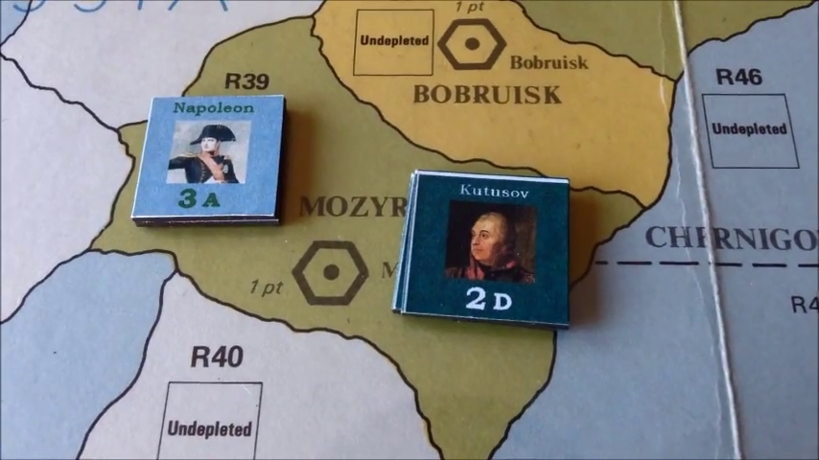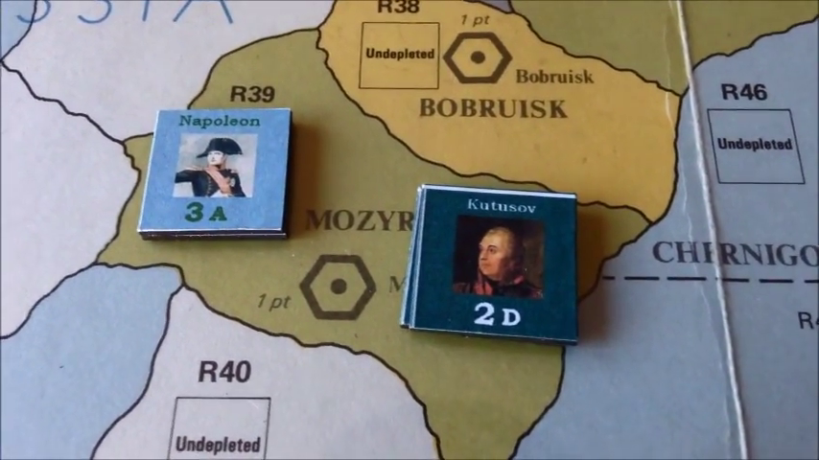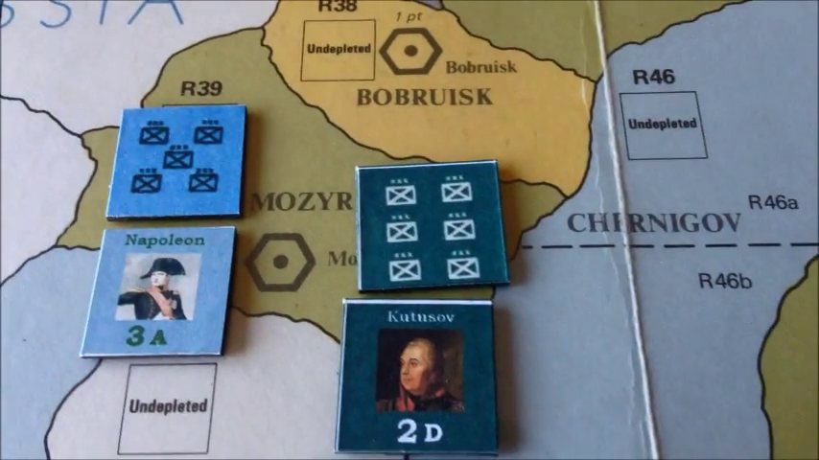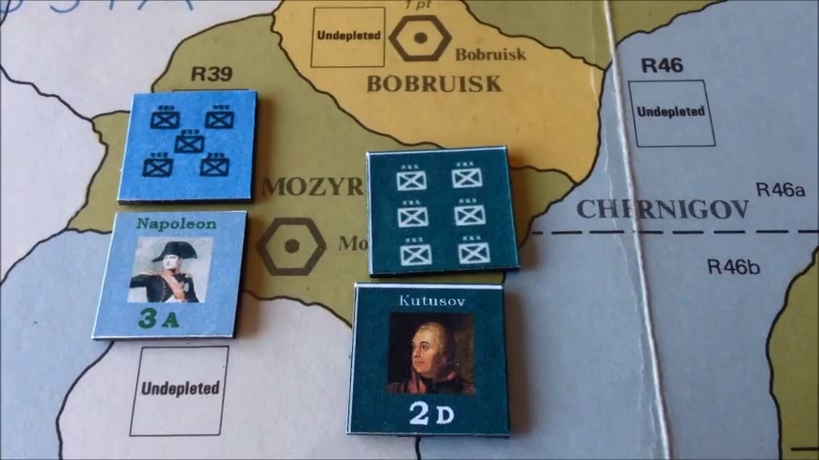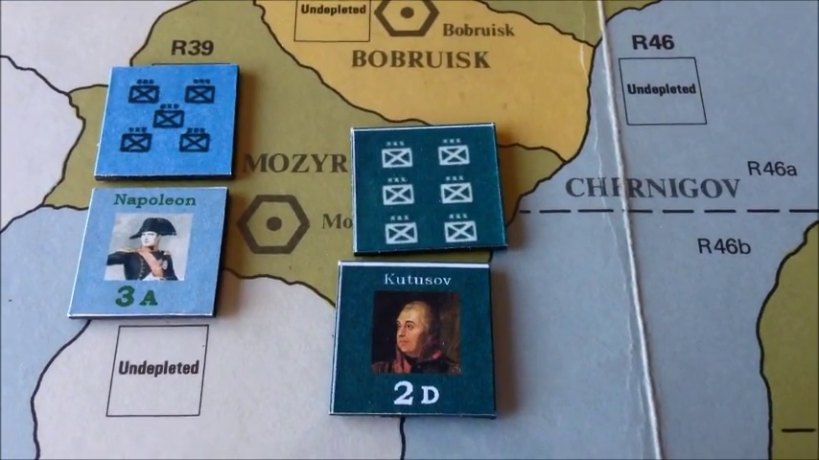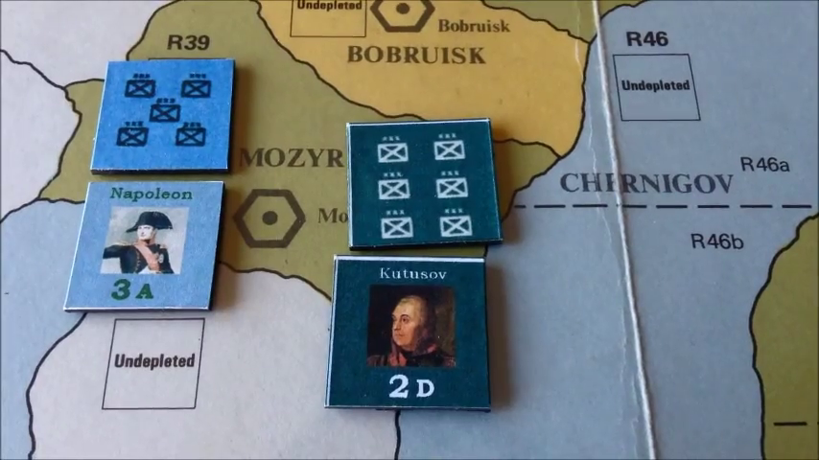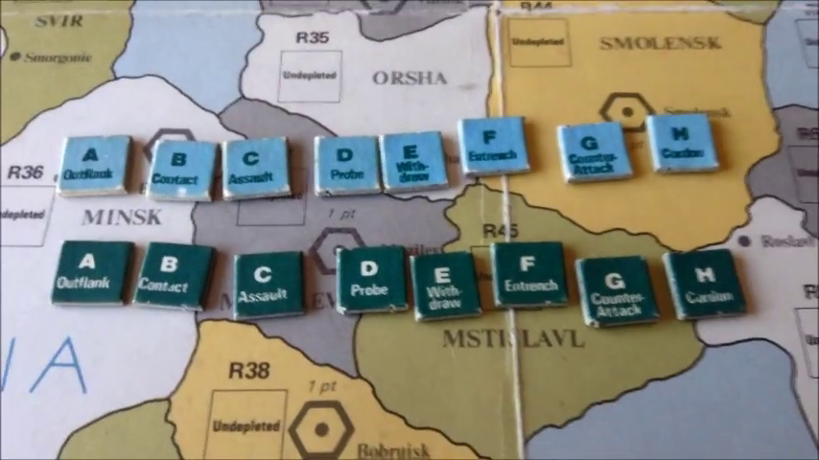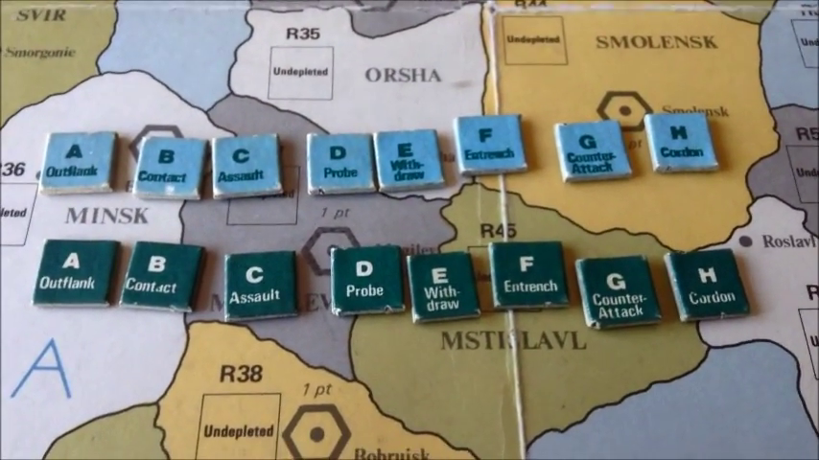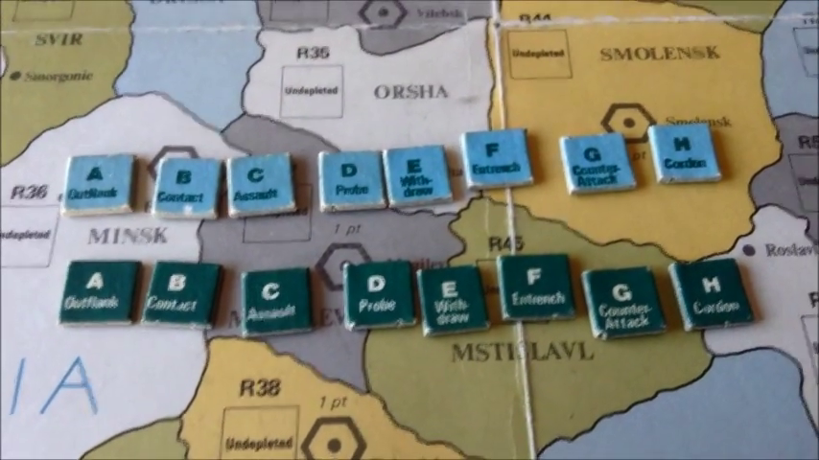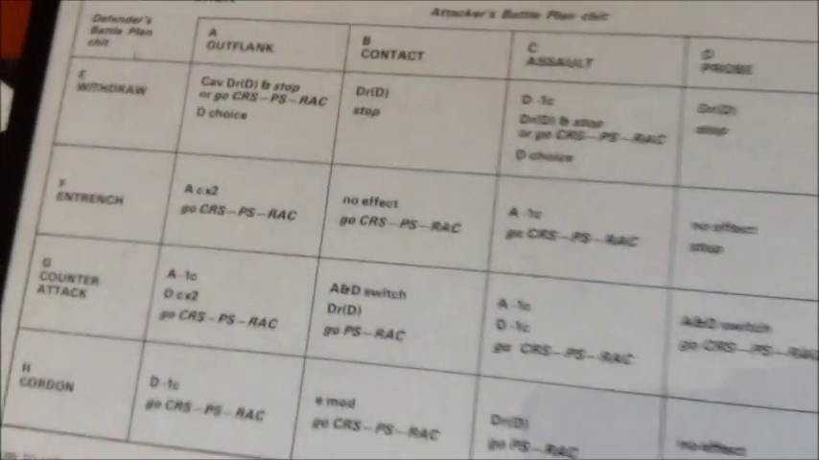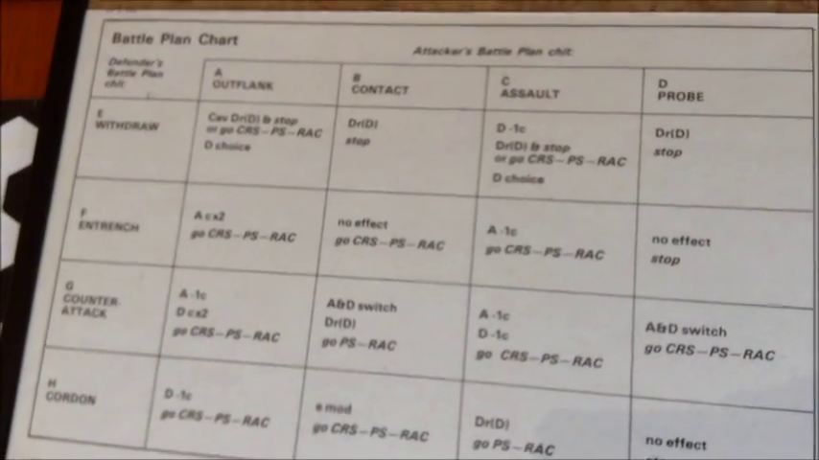One of the things I really liked about this game was the introduction of these tactical chits. Now let's say, for example, Kutuzov and Napoleon got into a big battle here around Mozhaisk. Napoleon, in this case, is attacking with 5 corps and Kutuzov defending with 6 corps. Not a situation you'd want to have happen in the game, but let's say it could happen. What you'd then do is the attacker would pick one of these 8 tactical chits, and the defender would pick one of these 8 tactical chits. And you'd cross-hatch them on a table over here, and that would modify the combat result.